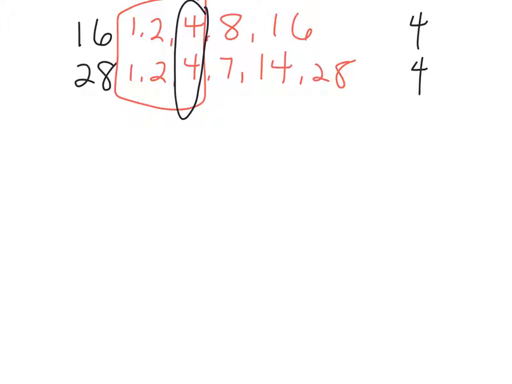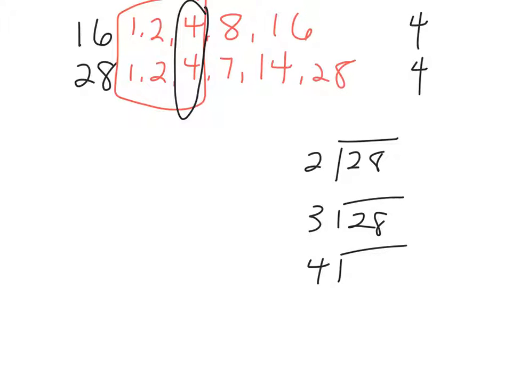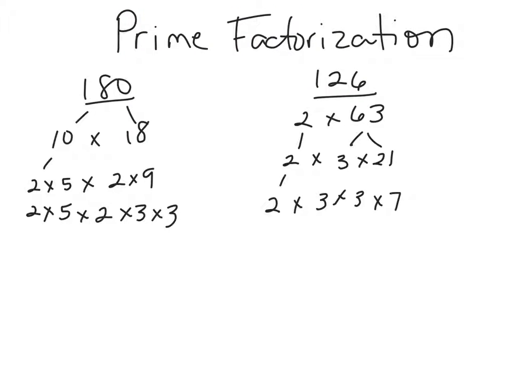answer is 4 there. So this can be tedious, starting with 2 and dividing your number, starting with 2 and 3 and 4, and working your way all up to get all the factors. The other way that you could do it, now you could do prime factorization. Let's say you had 180 and 126, and so you could work it out all the way down.